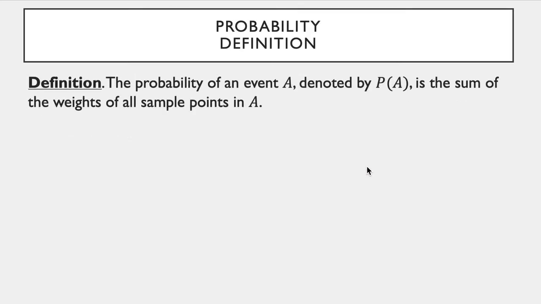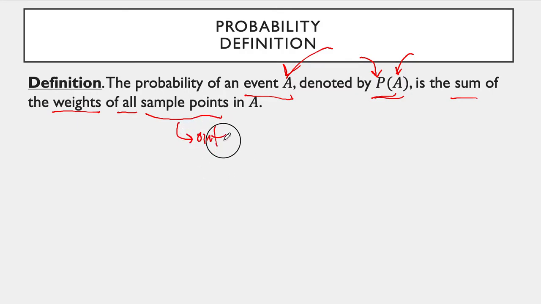So let's have some definitions. The probability of an event A, let's call A any event, denoted by P of A, where P stands for probability and A is the event that we're talking about, is the sum of the weights of all sample points. Sample points are synonymous to outcomes. Again, the probability of event A, denoted by P of A, is the sum of the weights of all outcomes in this certain event A.